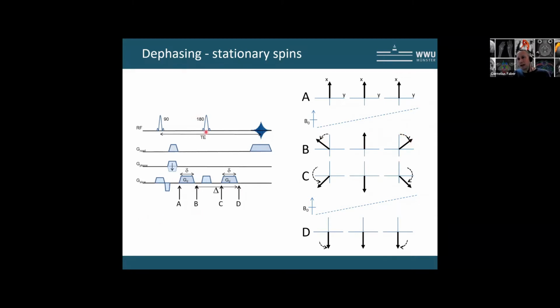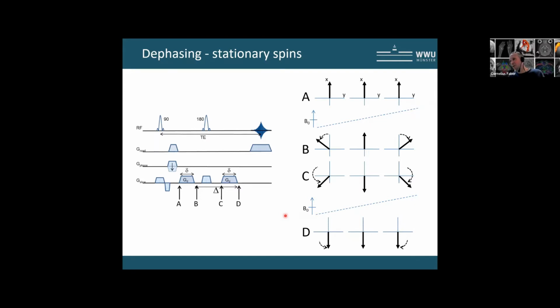Now, if we do the 180-degree pulse, we flip everything, then we apply the same gradient again. Now, what happens? The same gradient does the same dephasing or rephasing to the spin, and all spins are in phase again. So this is the case for stationary spins.